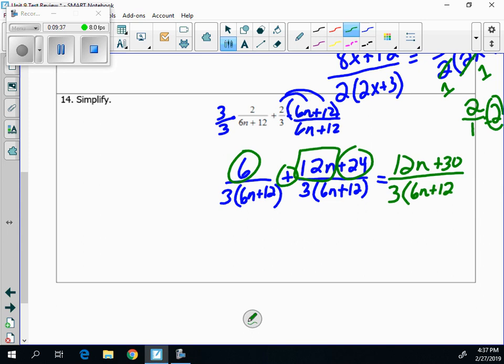And we're looking at, now can we factor anything? Well, yeah, we certainly can. Numerator, we can take out the greatest common factor of 2.